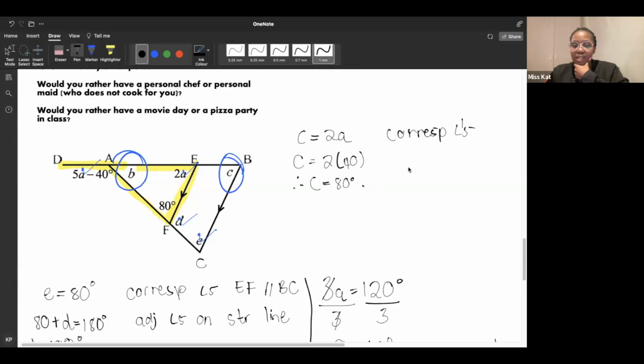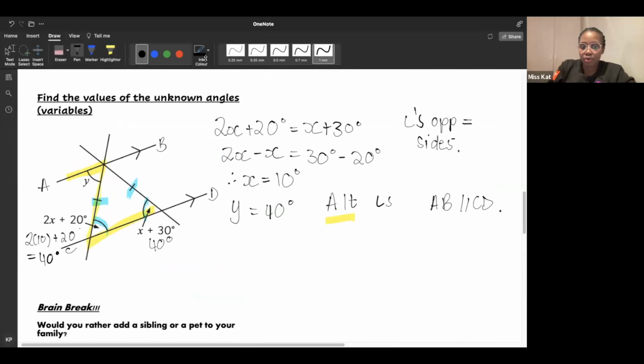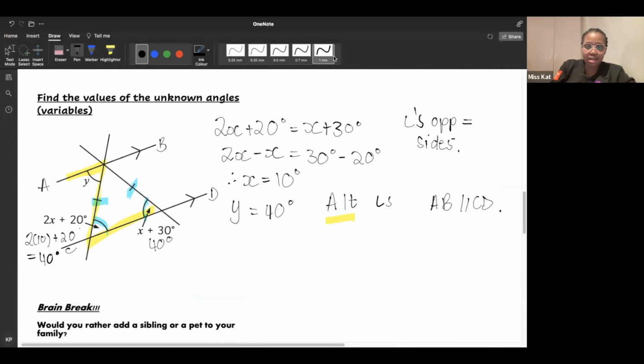How beautiful was that, guys? What are my parallel lines? EF parallel to BC, and that calls for the brain break. Beautiful, guys. Are we good, guys? I hope so. It's time for the brain break. My brain is also tired, but you guys are absolutely acing this, so you deserve a brain break.